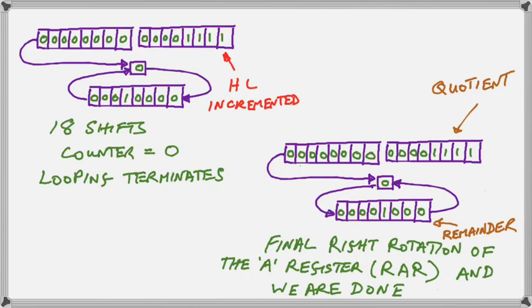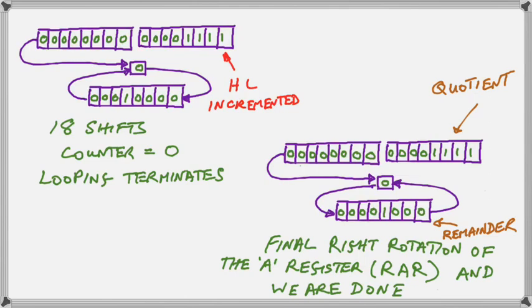So our counter, we've done 18 shifts and our counter has gone to 0. So our looping terminates. We're not doing any more shifting and subtractions. We're finished after that one. But you'll say to yourself, but my remainder is bigger. Look at my remainder. My remainder is 16, which is bigger than the divisor.